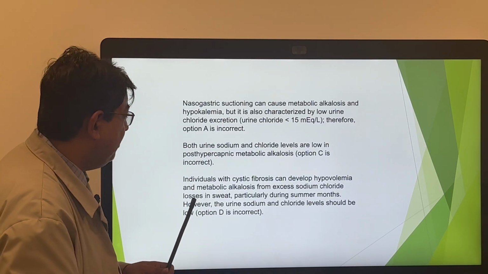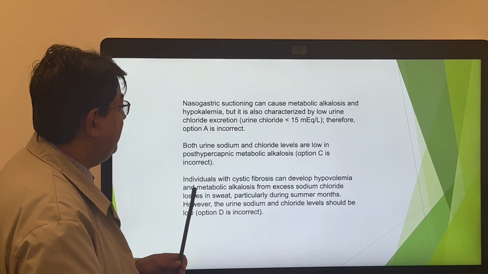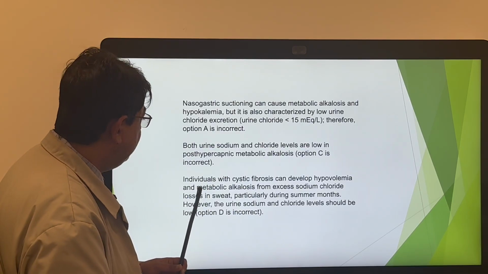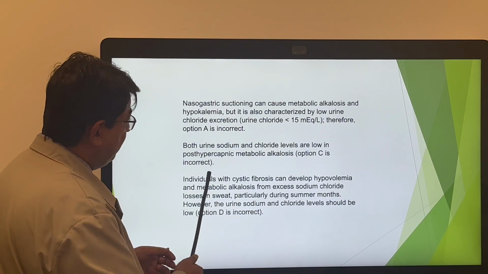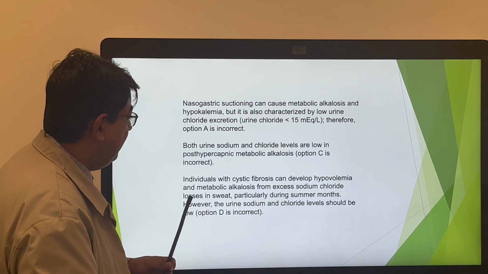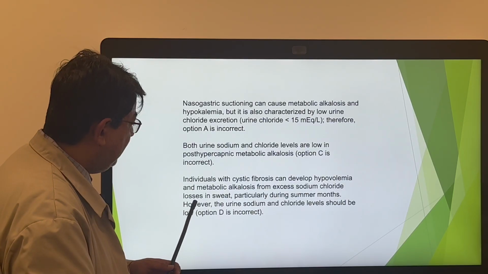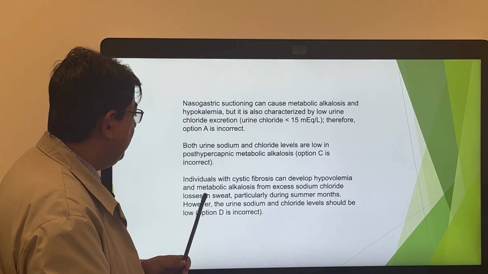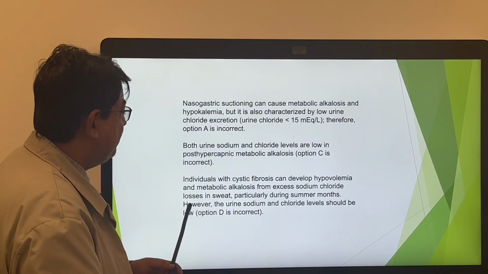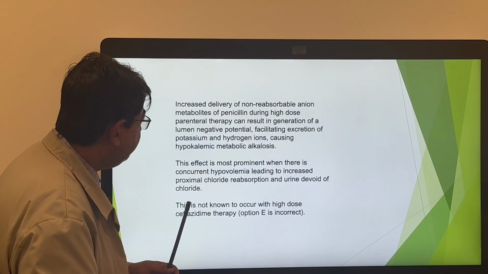Nasogastric suctioning can cause metabolic alkalosis and hypokalemia, but it's also characterized by low urine chloride. Therefore, option A is incorrect. Both urine sodium and chloride levels are low in post-hypercapnic metabolic alkalosis, and individuals with cystic fibrosis can develop hypovolemia and metabolic alkalosis from excessive sodium chloride losses in the sweat, particularly during the summer months. However, urine sodium and chloride levels should be low. Next slide.